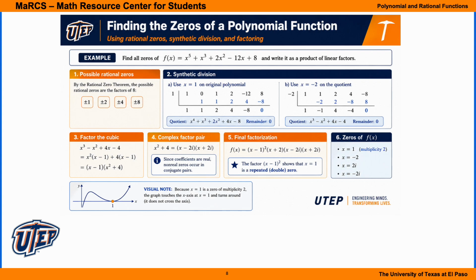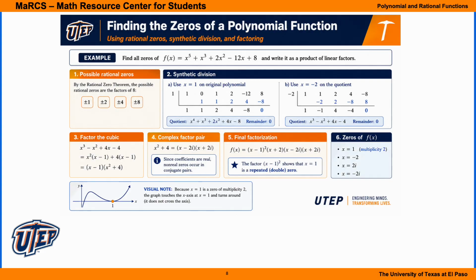So now we can test x is equal to negative 2 on the quotient that we just attained. On the outside, we put our negative 2, and at the top, we write the coefficients of the quotient. So 1 for the x to the power 4, 1 for the x cubed, 2 for the 2x squared, 4 for the 4x, and negative 8 for the constant term.